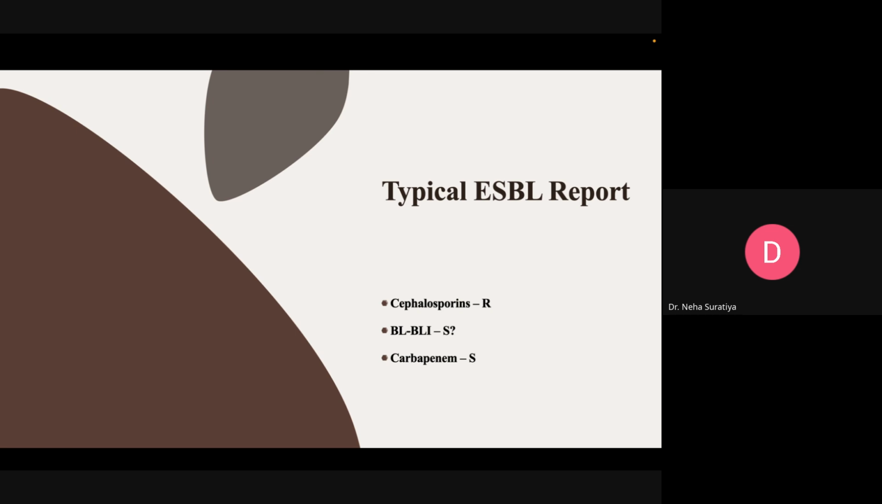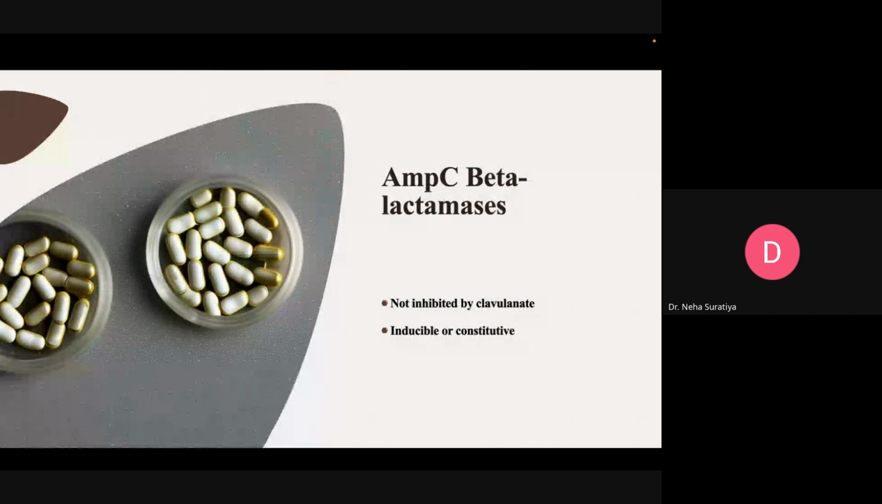Extended spectrum beta lactamase positive, and then it will show you which antibiotic will be susceptible, which can be resistant, which can be in the question mark, and which can be intermediate. You must know the interpretation. Let's cover this also, which is again very important.